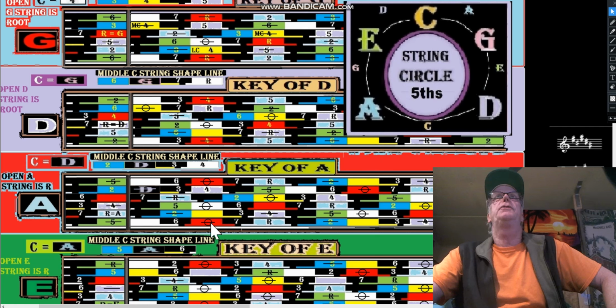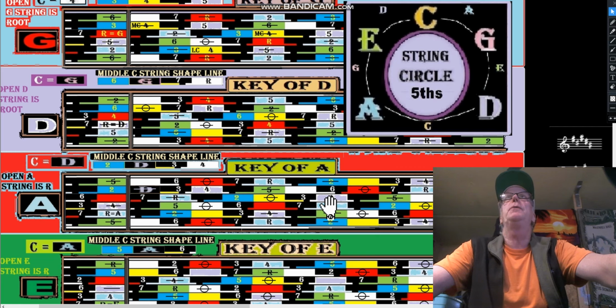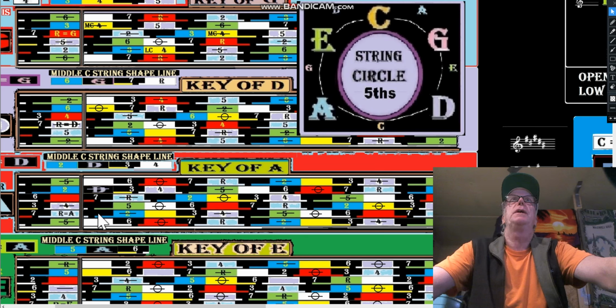So A goes to G, goes to E shape. There we have it. Okay, so 2, 3, 4 is right there. We use that D shape. So it will follow the string shape, and my point was that each position has all 5 string shapes. So let's look at, again, the A position has all 5 string shapes. It starts on the 5, 6. It goes to the E string shape 7 root 2.